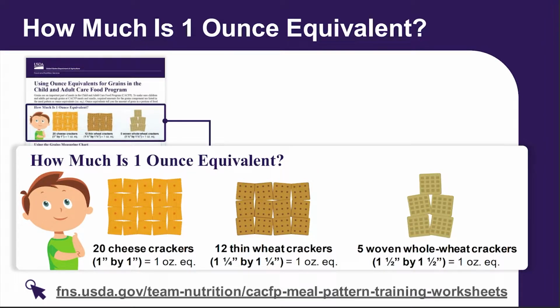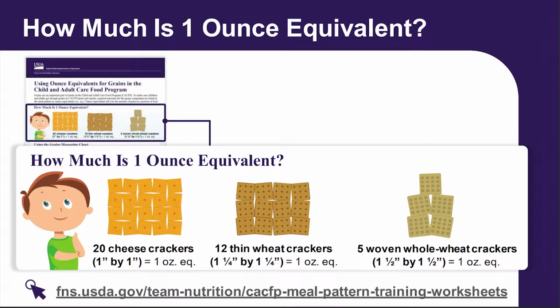How much is 1 ounce equivalent? In the CACFP, grains are measured in units we call ounce equivalents. 1 ounce equivalent of grains is the amount of food you need to make up 16 grams of grains. As you see on the screen, not all crackers contain the same amount of grains per cracker. In today's marketplace, we have big crackers, small crackers, thick crackers, thin crackers, fish-shaped crackers, bear crackers, a lot of different types of crackers.